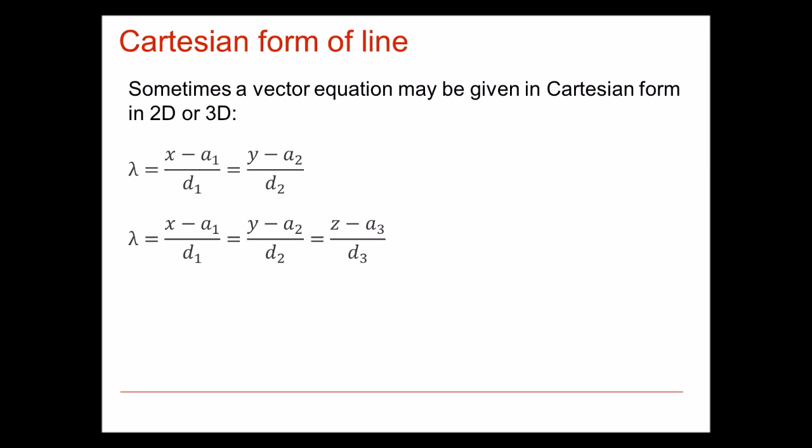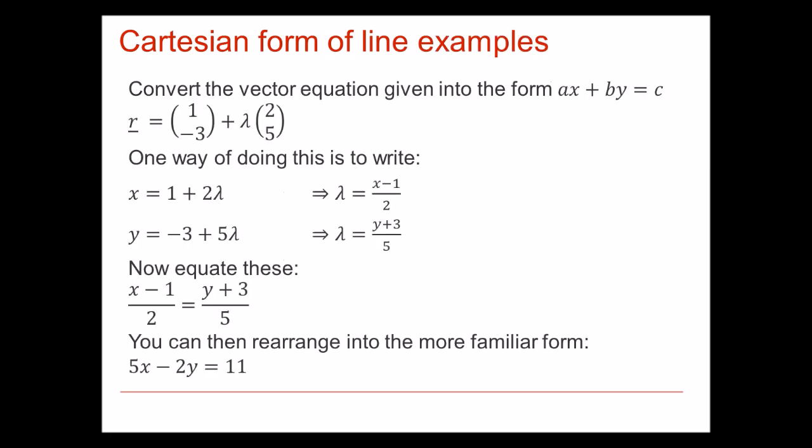The Cartesian form is not always easy to work with, and so the first step in a problem may be to convert the Cartesian form into vector form. To convert the vector equation given into the form ax plus by equals c, in other words the Cartesian form, we would look first at the vector form r equals (1, minus 3) plus lambda (2, 5). This is obviously a two-dimensional line.